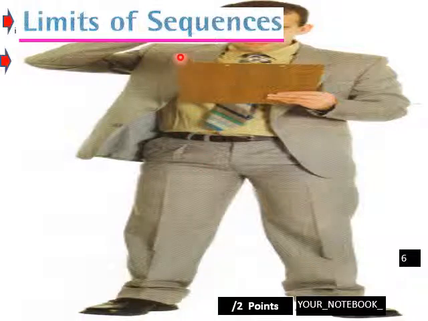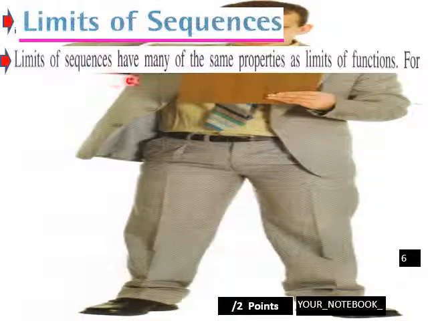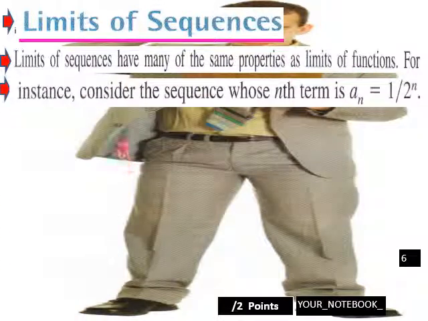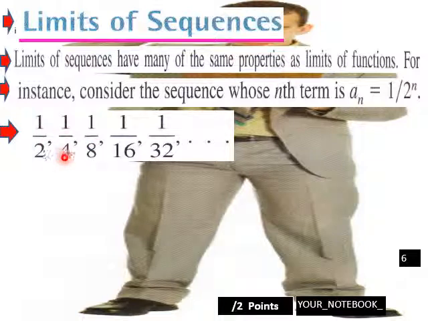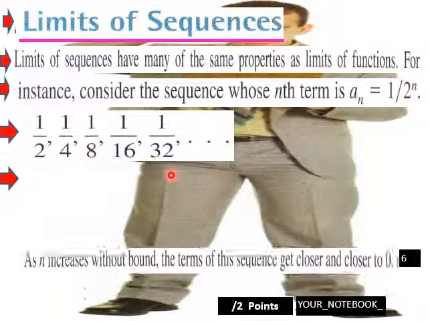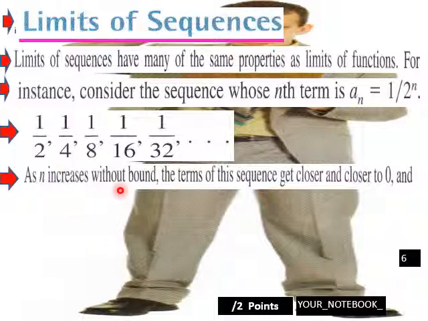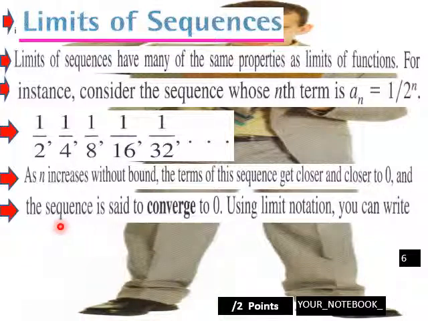Limits of sequences. Limits of sequences have many of the same properties as limits of functions. For instance, consider the sequence whose nth term is a sub n equals 1/2 to the nth power, 1 over 2 to the n power, where we have 1/2, 1/4, 1/8, 1/16, 1/32. As n increases without bound, the terms of this sequence get closer and closer to 0, and the sequence is said to converge to 0.